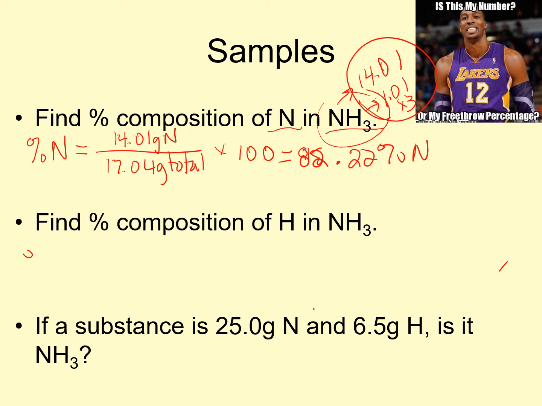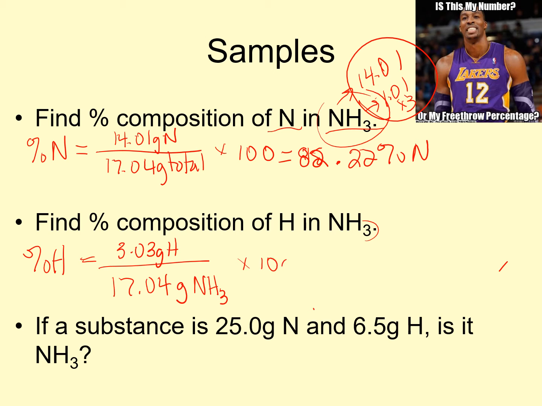Find the percent composition of H. Well, in this compound, there are 3 H's, so 3.01 grams of H. Notice I have to use the periodic table because there are no numbers given. Still, the total is 17.04 grams of NH3. To get a percent, you divide part over total, then multiply by 100, which gives 17.78% of H. All right, so there are no numbers given, so use the periodic table to get grams.